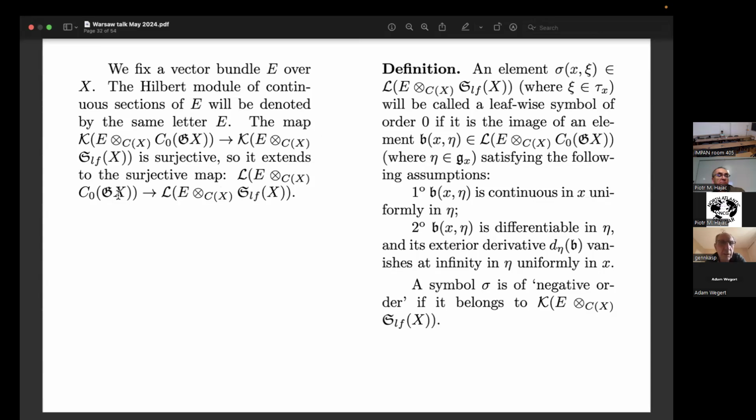From this space, actually. So our sigma, which will be here, comes as an image of something from here. So this B of X eta should satisfy continuity, non-continuity, and differentiability as usual. But of course, if we map it onto the orbit space onto X, it may not be so good, so nice.